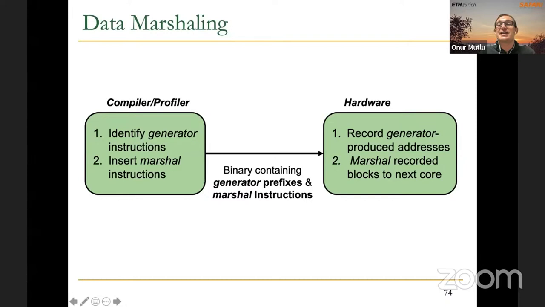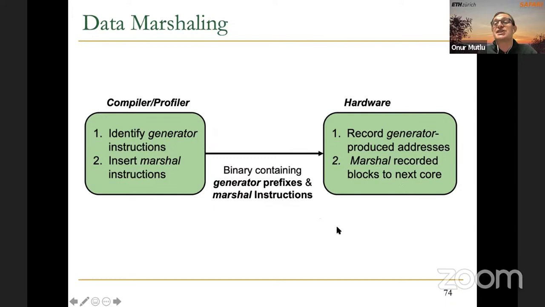So the compiler or the profiler identifies these generator instructions and inserts these data marshal or push instructions. And eventually you have a binary containing generator prefixes and marshal instructions, as we will see. And hardware records these generator-produced addresses and marshals the recorded blocks to the next core when the time comes. Okay, so all of this could be done in hardware, actually. We do some things in the compiler to reduce cost. But again, you can think of moving everything into hardware in this particular case because generator instructions are relatively constant. Then you can identify them. They're not hard to identify using the cache coherence protocol. And everything can be done in hardware seamlessly in this particular case.